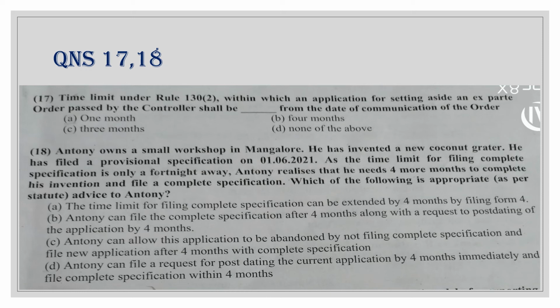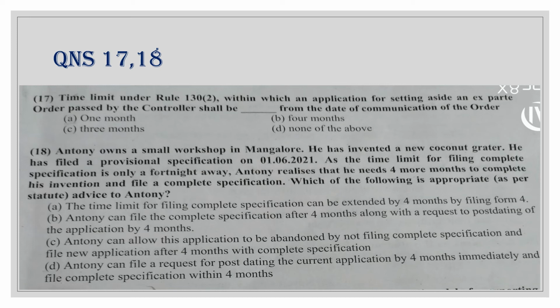Anthony owns a small workshop in Mangalore. He has invented a new coconut grater. That means the device is ready. He has filed a provisional specification on 1st June 2021. As the time limit for filing the complete specification is only a fortnight away, that means 15 days away only, he realizes that he needs 4 more months to complete the invention and file a complete specification.